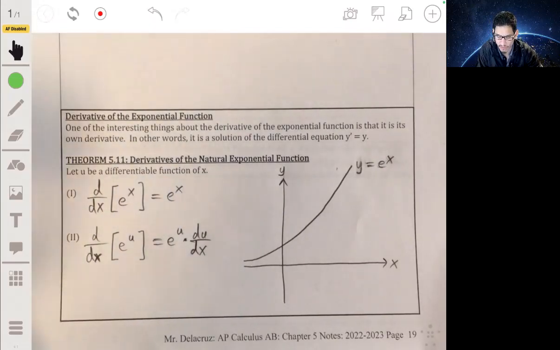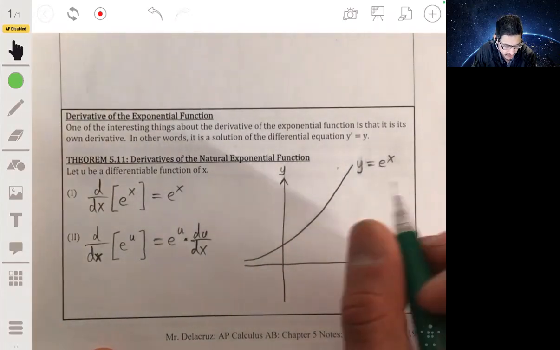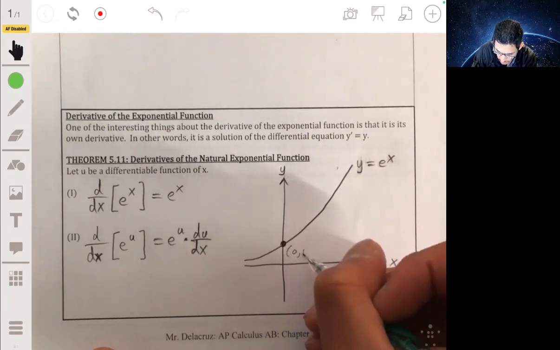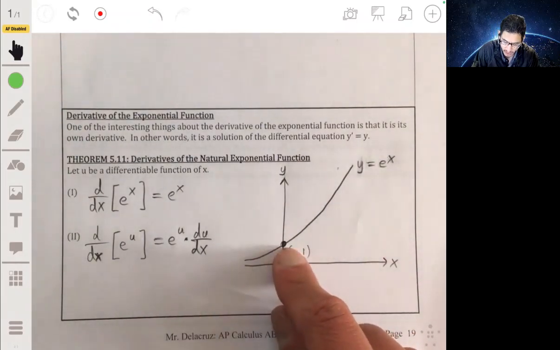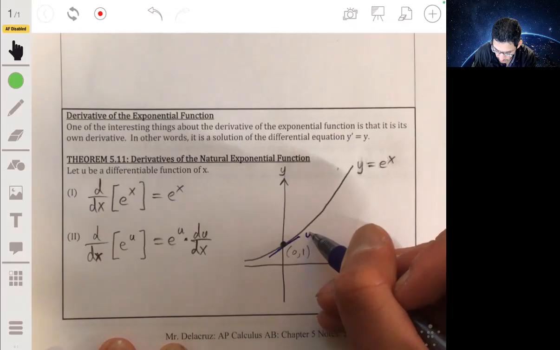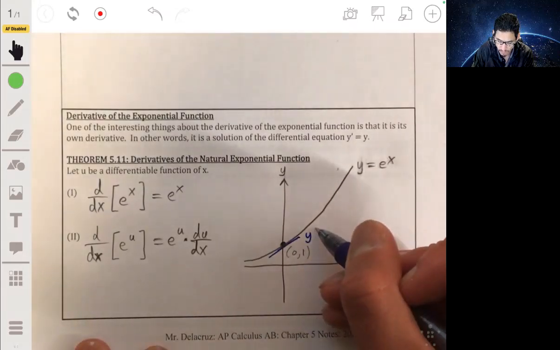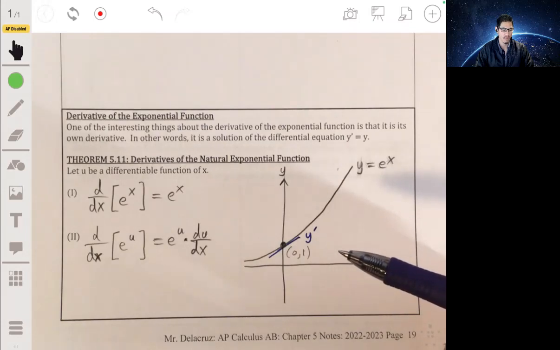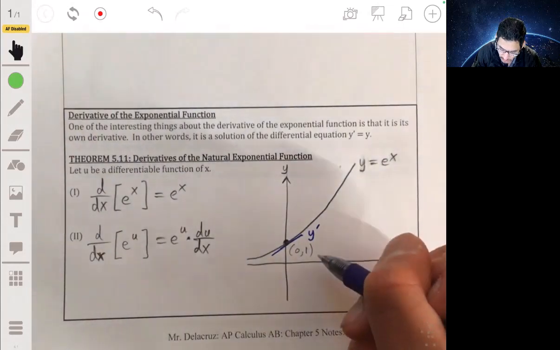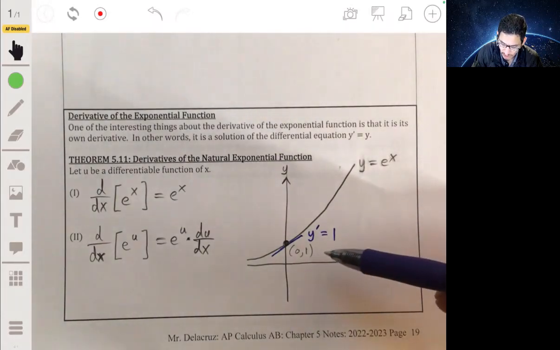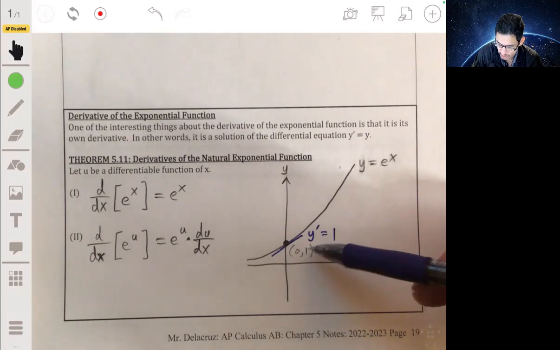So we have the natural exponential function y equals e to the x. We know this graph has an intercept at (0, 1). So the derivative at (0, 1), in other words, the slope of the tangent line here, so y prime, what would y prime be? Think about it. Well, y prime would literally just be the y value here. Y prime would just be 1, because again, the derivative is just itself. E to the x here is 1, so the derivative of e to the x at this point is also 1.